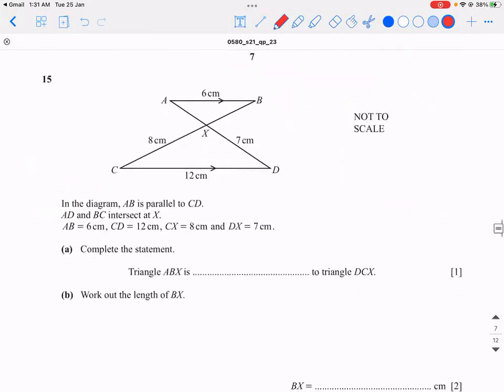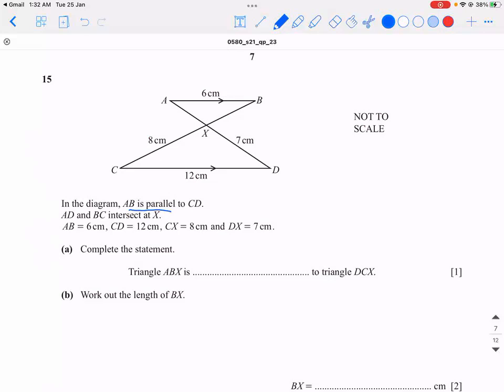Now, move to question number 15. So here, take a breath and try to answer this question. It's actually a question related to similarity, right? So you have to apply the concept of similar triangles. So in this diagram, AB is parallel to CD. So what is the speciality of this statement? AB is parallel to CD.